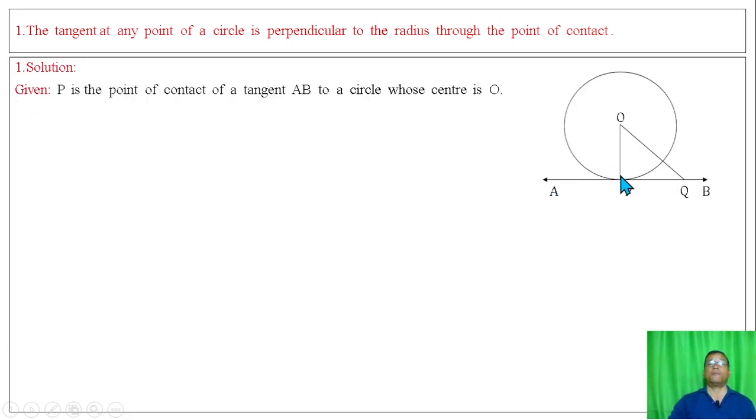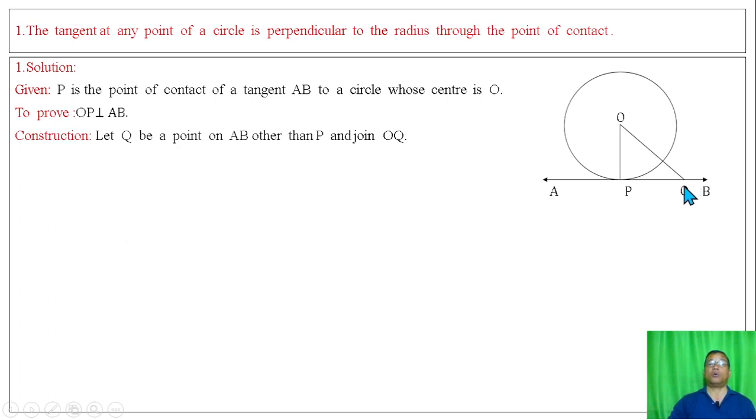Given: P is the point of contact of a tangent AB to a circle whose center is O. To prove: OP is perpendicular to AB. Construction: Let Q be a point on AB other than P. Join OQ.